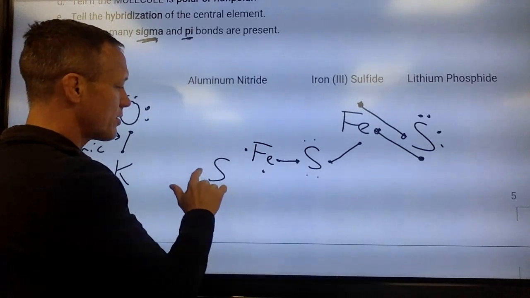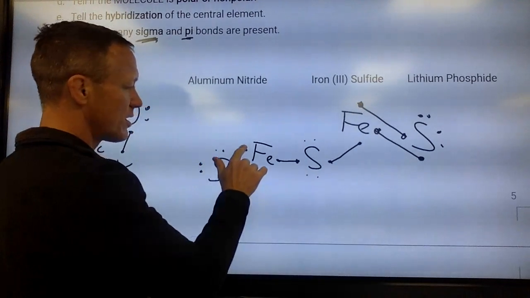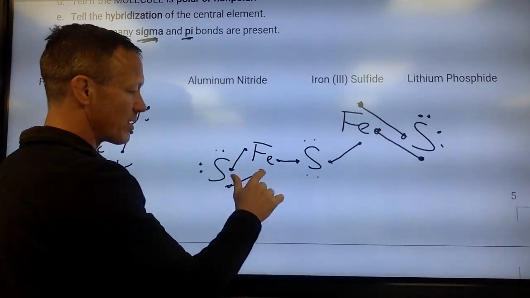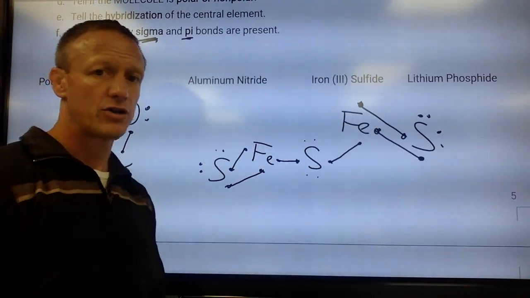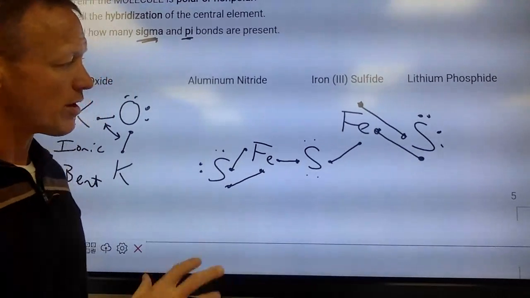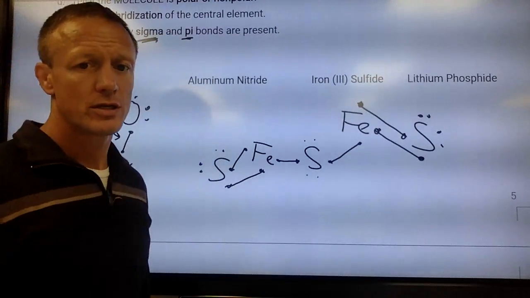We need another sulfur in here. 1, 2, 3, 4, 5, 6 valence. Iron can give, make a bond, and give, make a bond. So notice our metals never have unshared pairs of electrons around them. They're always giving away their electrons. We won't worry about shape there. So there are some ionic compounds.